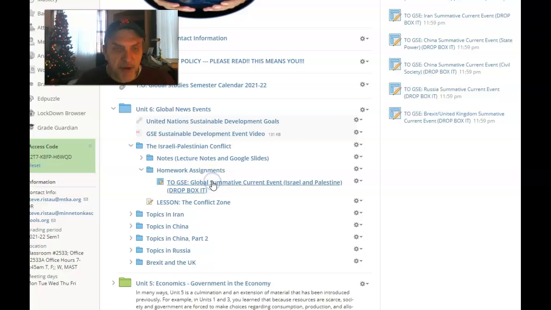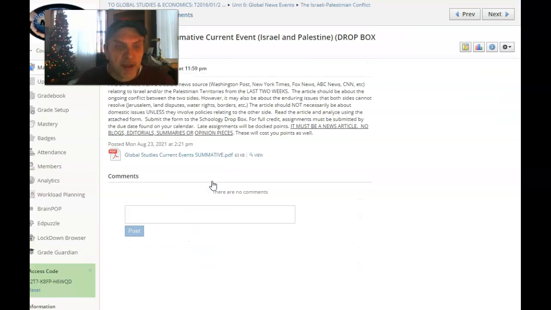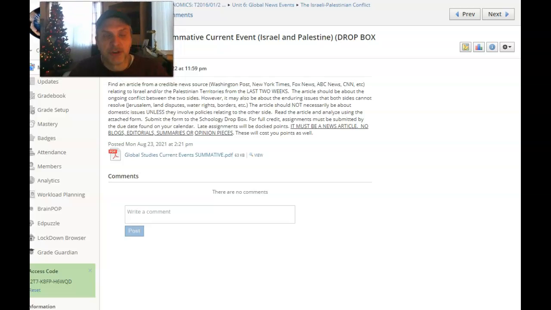Open up the assignment, and it's going to be really critical that you read the instructions for each article, because they're going to be a little bit different. So don't just assume that they're all the same. For this particular one, it says you are to find an article from a credible news source relating to Israel and/or the Palestinian territories from the last 2 weeks. Okay? The article should be about the ongoing conflict between the two sides.